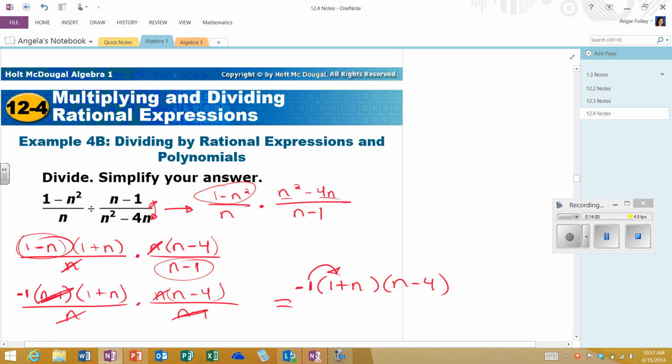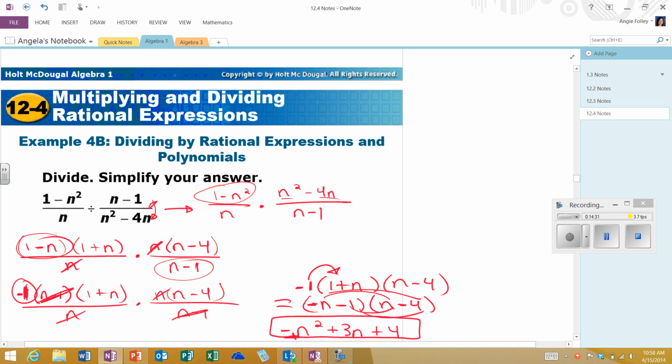If I put this back into here, I would have a negative n minus 1 times n minus 4. We could FOIL this out to get back to a trinomial, and it would be negative n squared plus 3n plus 4. Okay, again, the big thing I think people get confused on is I have to take out a negative 1 here in order to flip this n minus 1 so it can cancel with this n minus 1.